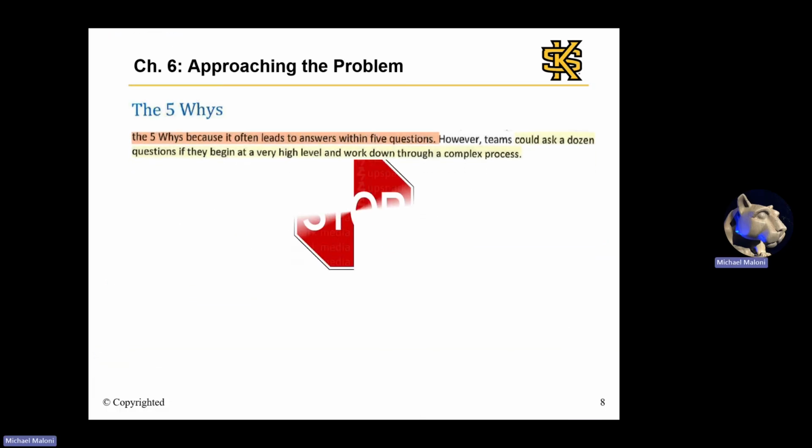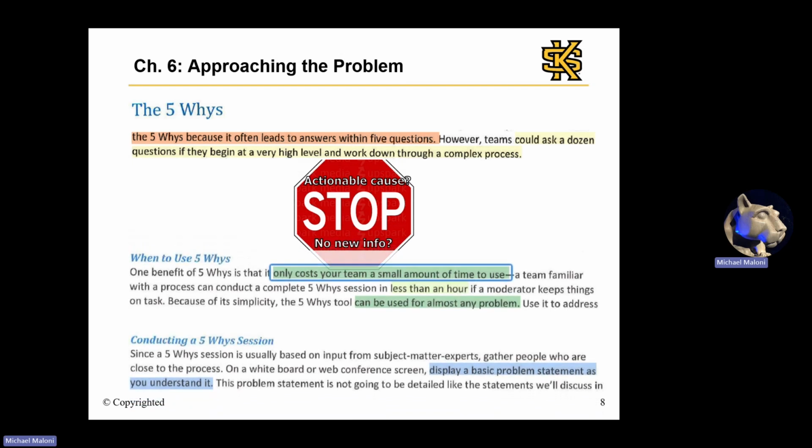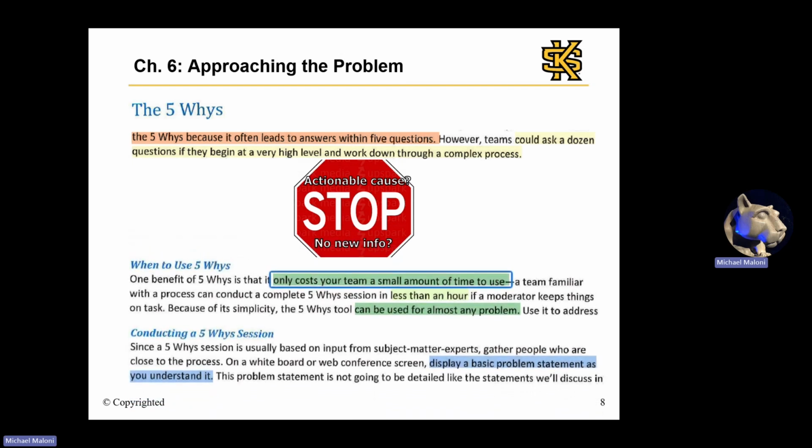Keep digging until you either find an actionable cause, that is, you found the X, and/or no new information is gathered. For instance, the questions just keep looping back on one another. The text highlights how the 5 whys can be used for any problem, likely in less than an hour. So the overall cost, such as employee time, is relatively low. And again, it may require fewer or, more likely, more than 5 whys.